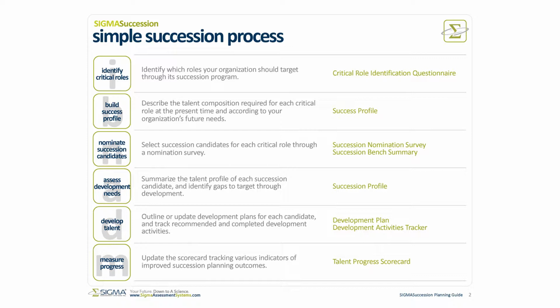So today we're going to talk about a few different things. Number one, identifying where to focus your resources. Determining the talent that you need for the future success of your organization, selecting those successors and high potentials to move into those roles, assessing the gaps between the talent you have and the talent you need, executing a plan for developing that talent, and finally measuring and communicating success.